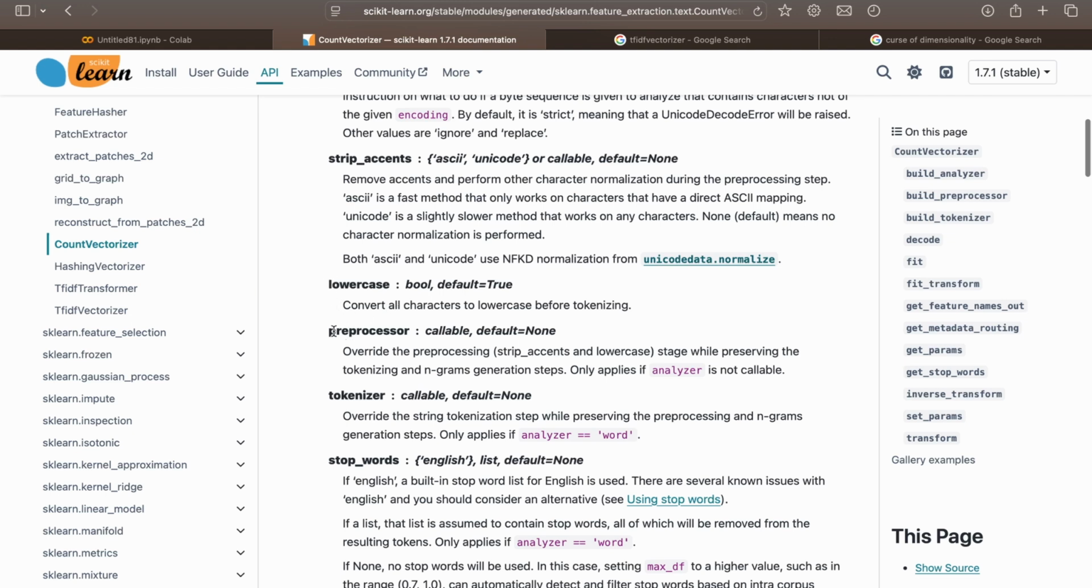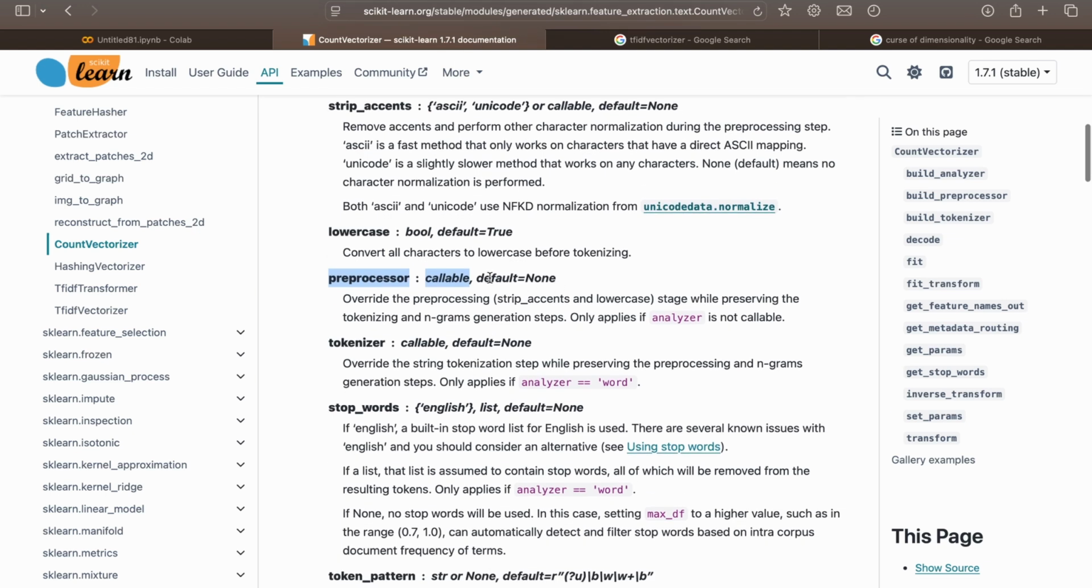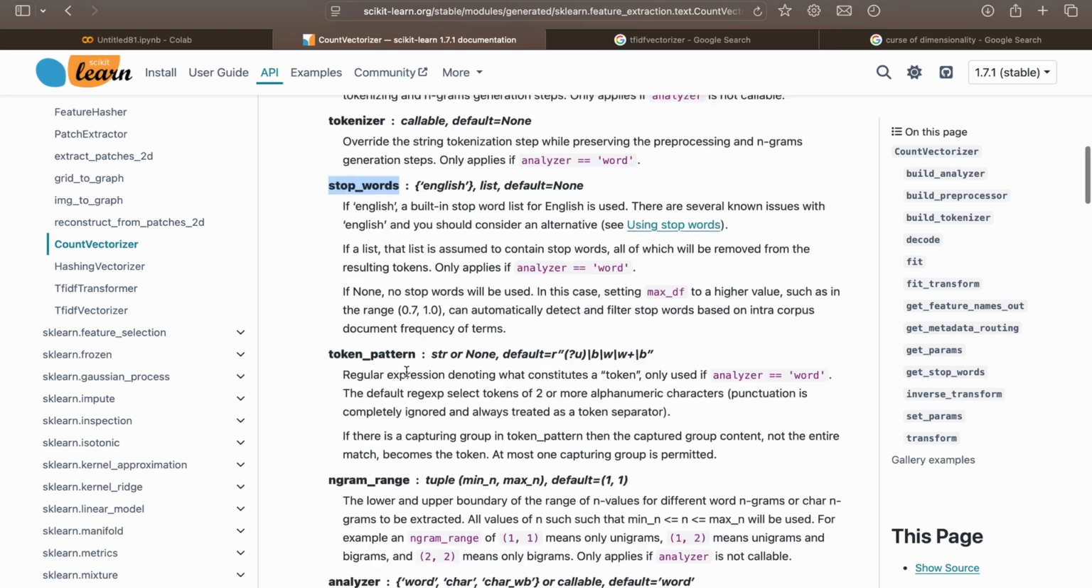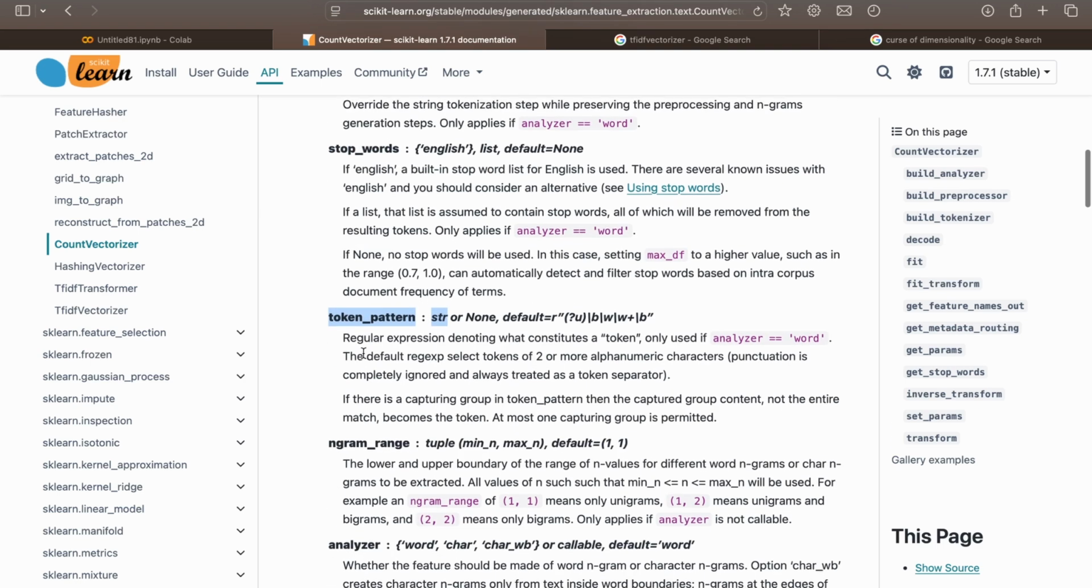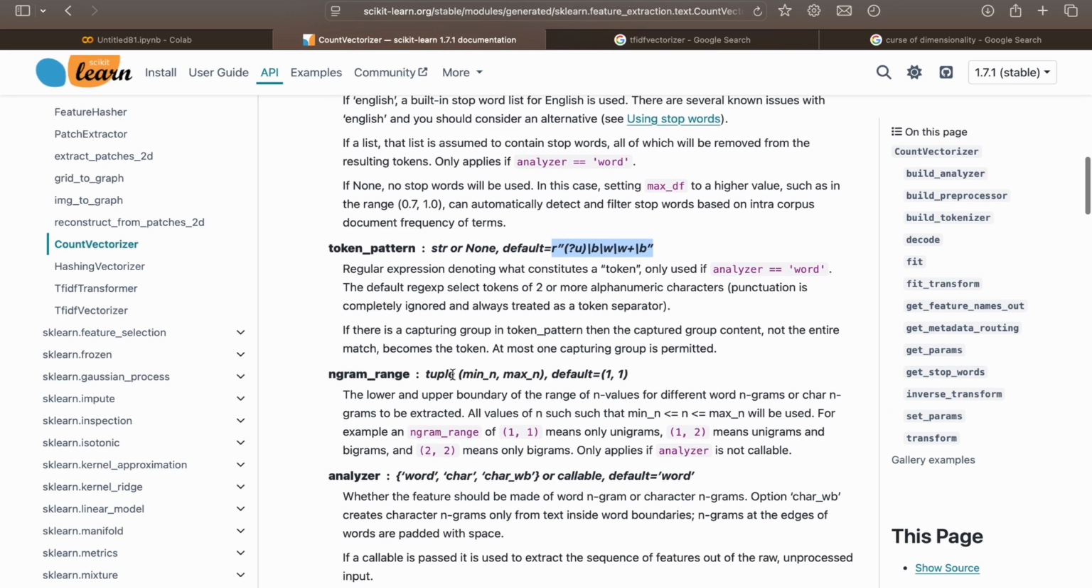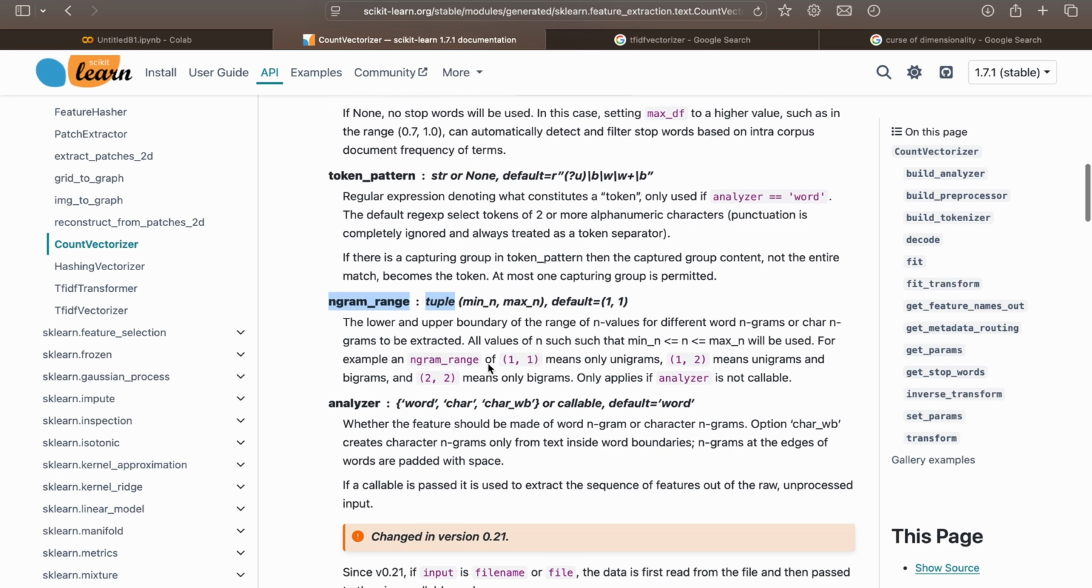Then you'll also have the preprocessor parameter. If you want to do some kind of pre-processing, you can create a function and then use that preprocessor parameter. Then we have stop words. By default, it's None. And then token pattern. Basically, this is used for tokenizing. And by default, it's using this token pattern, which is to tokenize based on words. We have the ngram range, min and max, which we saw.